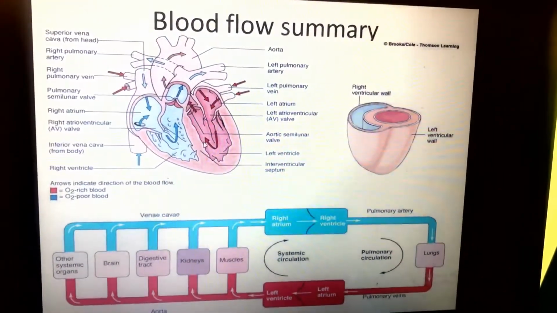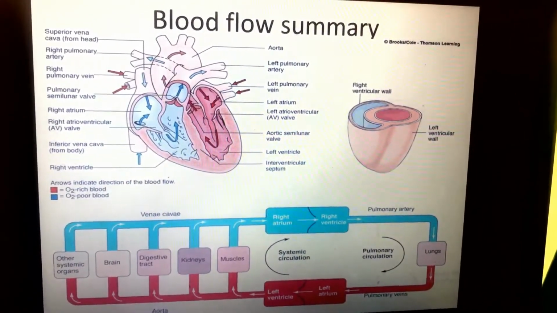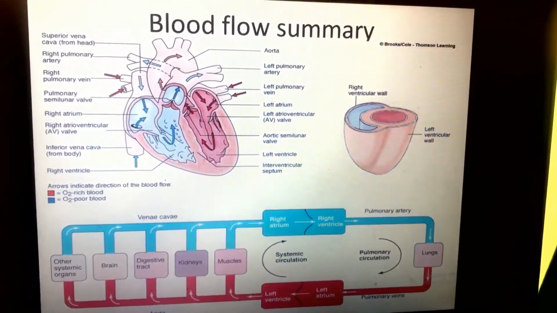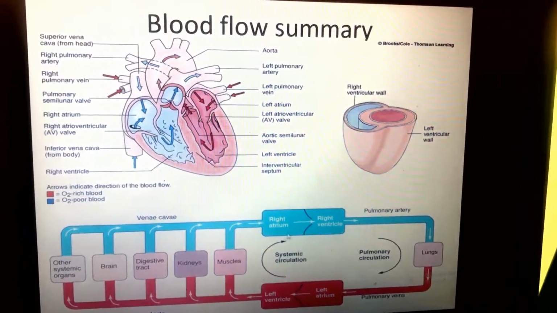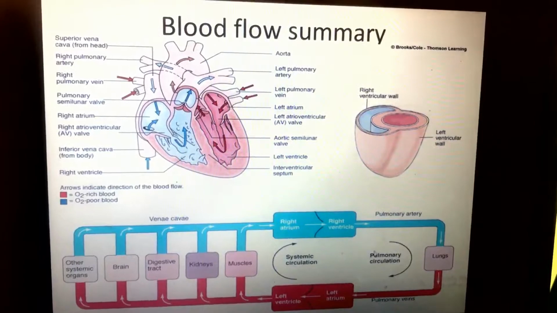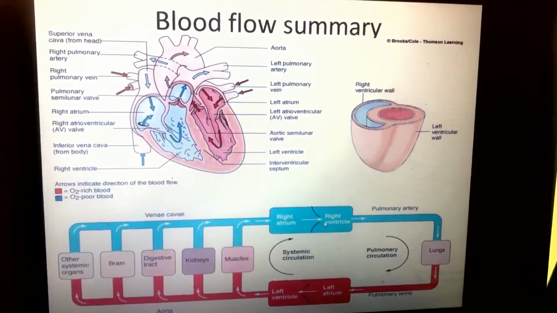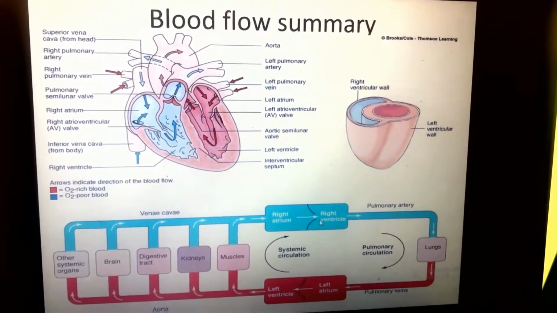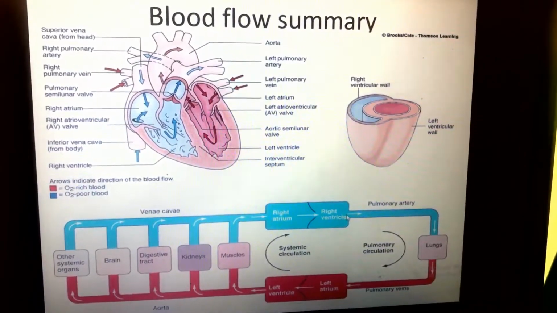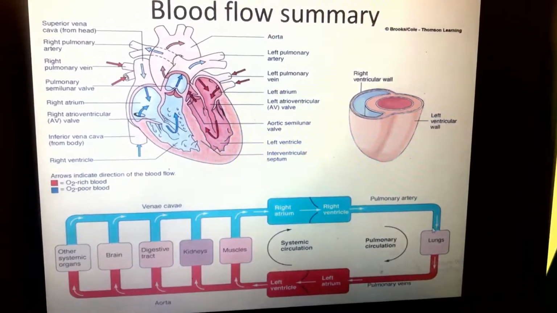Okay. Look, it is explained by this also here. Here we have the systemic circulation and the pulmonary circulation. In the systemic circulation, now we have the right ventricle pump the blood to the pulmonary artery, and the pulmonary artery to the lungs.